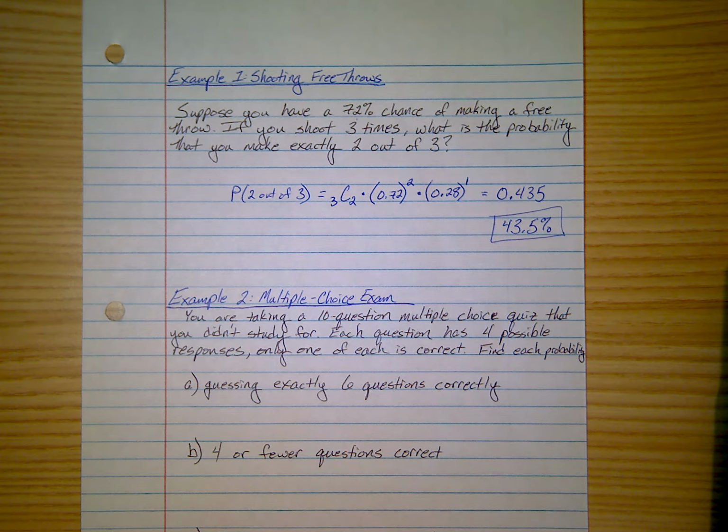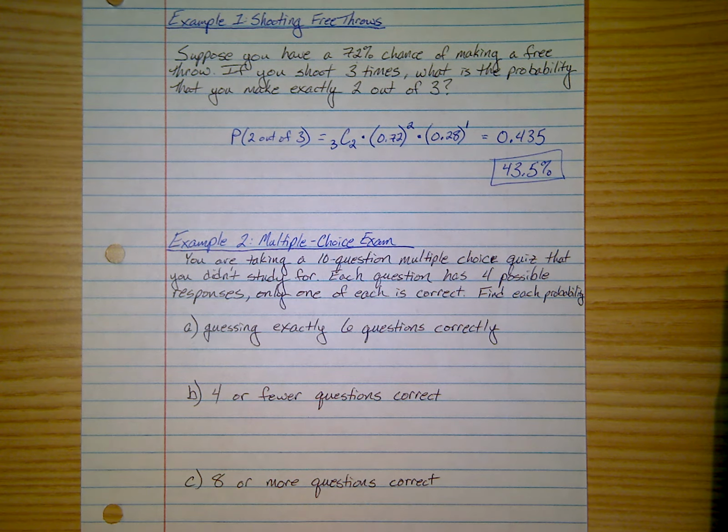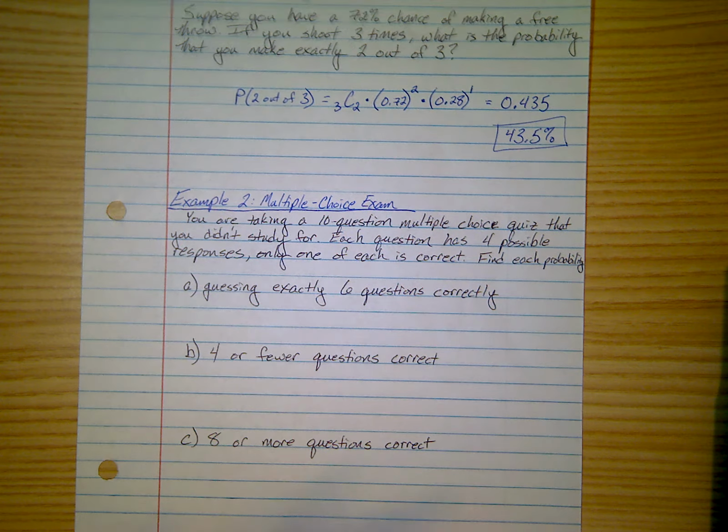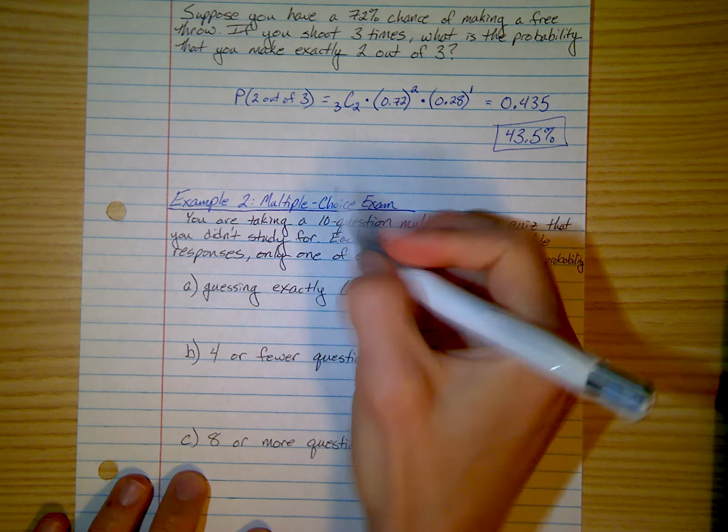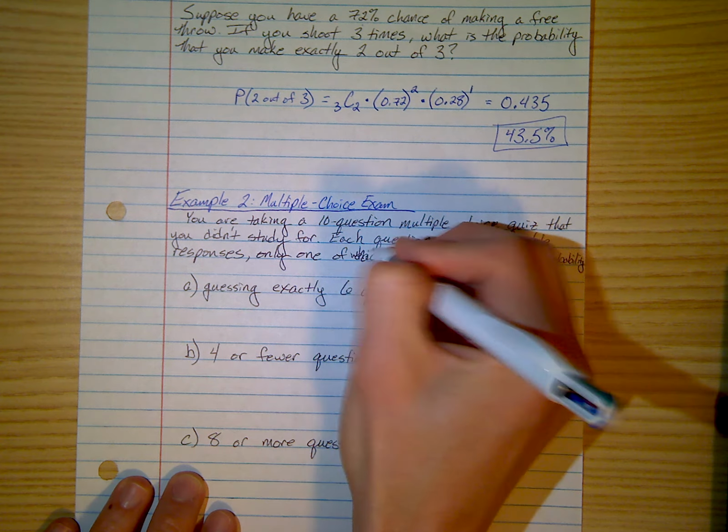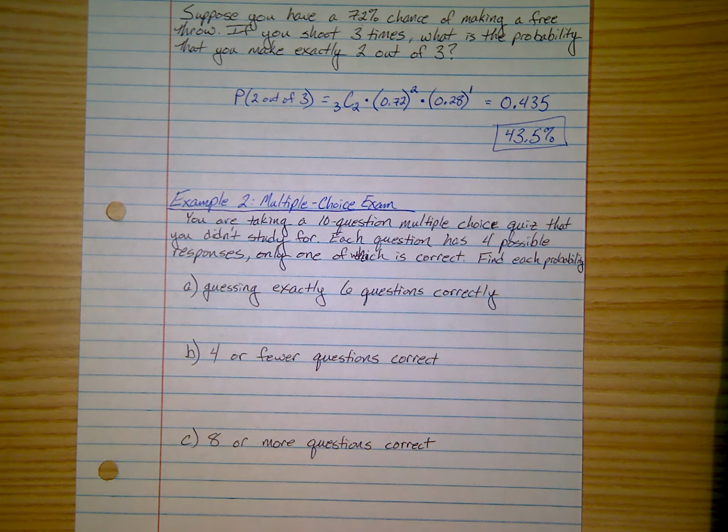All right, let's look at a multiple choice exam. I got 3 different scenarios here. It's a 10-question multiple choice quiz. You didn't study for it. Each question has 4 possible responses, only one of which is correct. Find each probability.